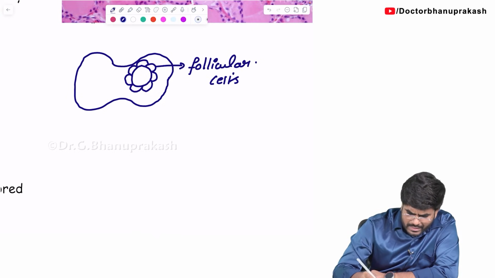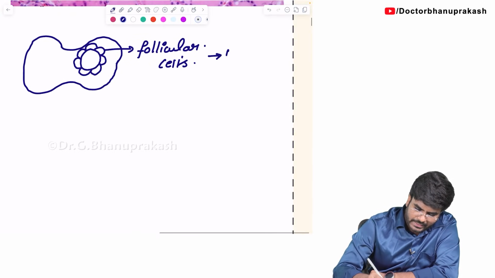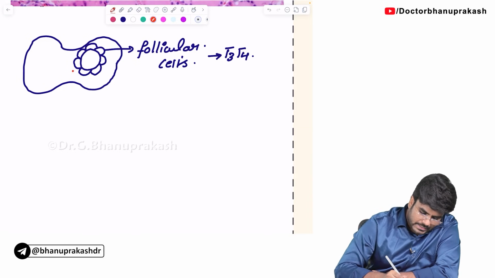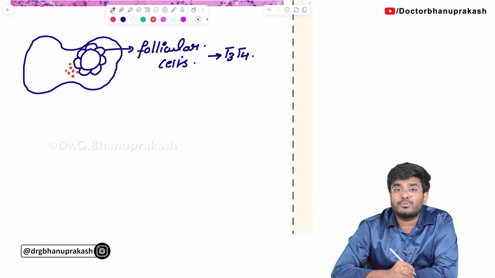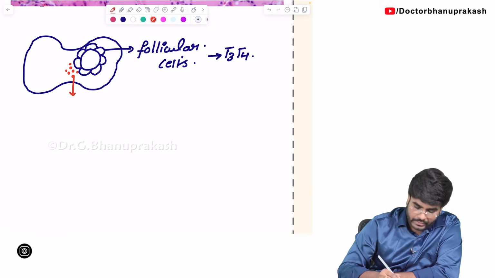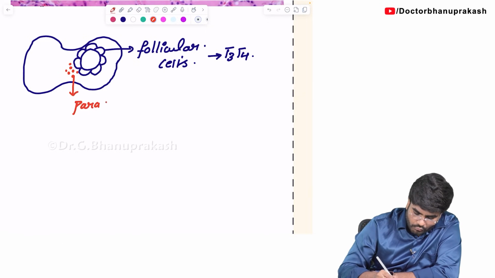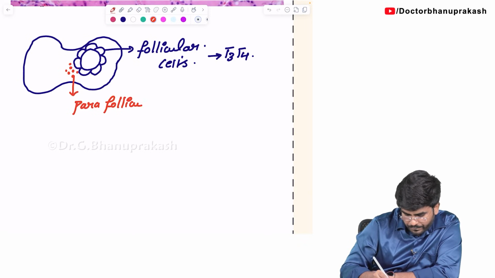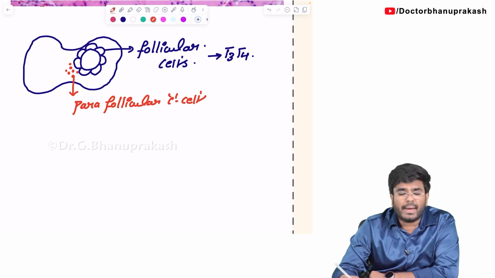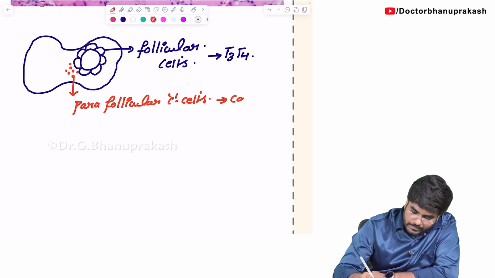Now, what are these follicular cells producing? These follicular cells produce T3 and T4 thyroid hormones. Not only follicular cells, surrounding the follicular cells there are also parafollicular cells. These cells which I am showing in the red color are called the parafollicular cells, or C cells. What do you think they produce? The parafollicular C cells produce calcitonin.